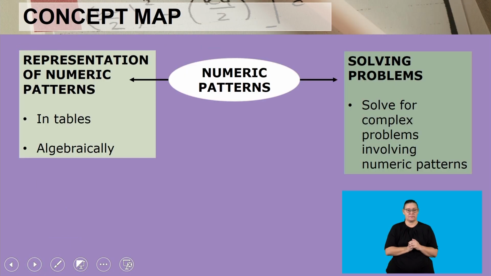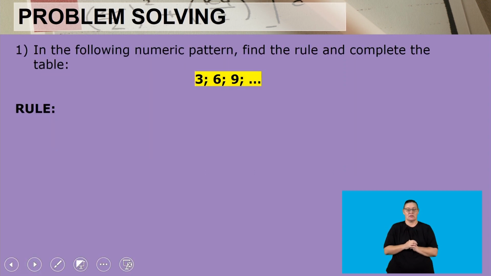Let's move on to the next concept in our concept map, and that is solving problems. So we are going to look at just a few of these number patterns and see if we can solve for them, where we are going to find the rule and also represent them in a table. So the first problem that we are given here says, in the following numeric pattern, find the rule and complete the table. So we are going to start with that rule.